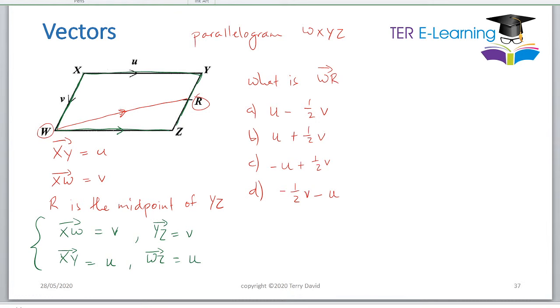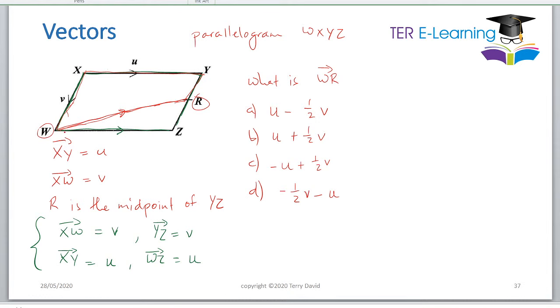Now, let's try to focus now. Let's see what's going on here. You want to find the vector WR, right? That's this vector here. That's what the question wants, right? You have two ways you can get to WR. You can go from W to X. You can go this way and then come this way. That's one way, right? But that seems a little too complicated for me.